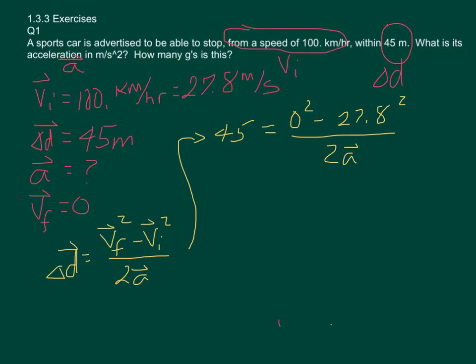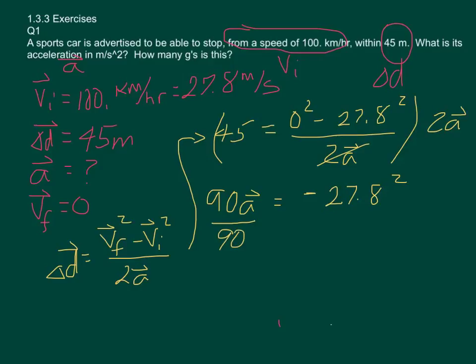Alright, well, algebra time. Let's get rid of that 2A off the bottom. So we want to multiply this entire thing by 2A. Causes these ones to cancel on the top, and have it show up on the left side of the equal sign. 2 times 45 is 90. And A just stays there with it. Equals 0 squared is 0, so we have a negative 27.8 squared. So even though we're squaring it, it's going to be negative. And now to solve for A, we got to divide both sides by 90. These cancel and give me 1A, which is what I want to solve for.